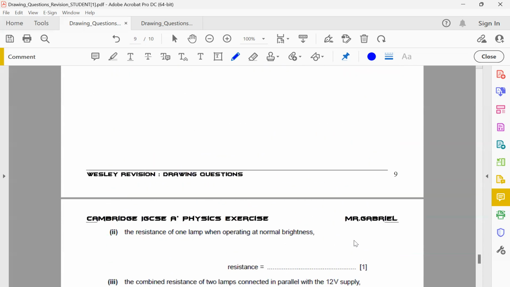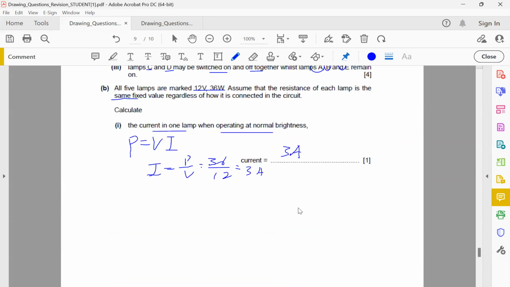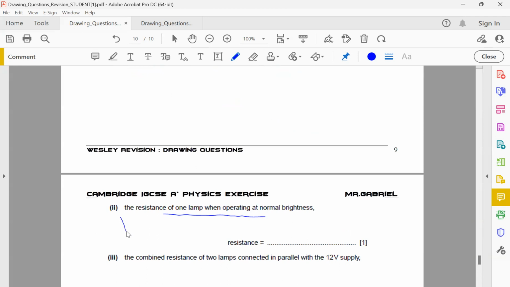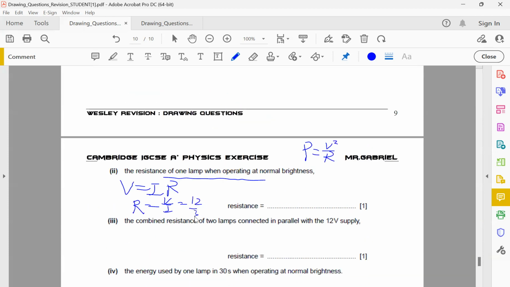Okay, then after that, the resistance of one lamp when operating at normal brightness. How do I find the resistance? Right now, given voltage, current, and also power, what formula do I use? I'm going to use V equals IR. You can use this, or if you use P equals V squared over R, also you'll get the same thing. But for simplicity's sake, let's just use this, which is going to be 12 divided by 3, which is going to give you 4 ohms. Yeah, I think most of you guys should be able to do this.